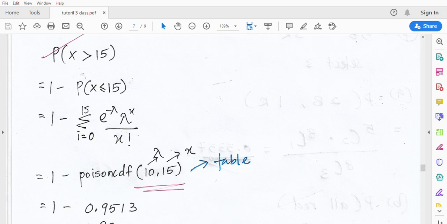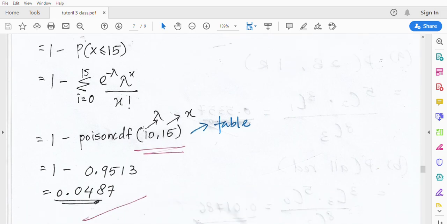Since it's more than 15, we don't know up to how many numbers, so we simply use 1 minus the probability that X is less than or equal to 15. So we take the cumulative of this formula. Since there is a large number, we use the Poisson cumulative table. So lambda is 10 and x is 15.